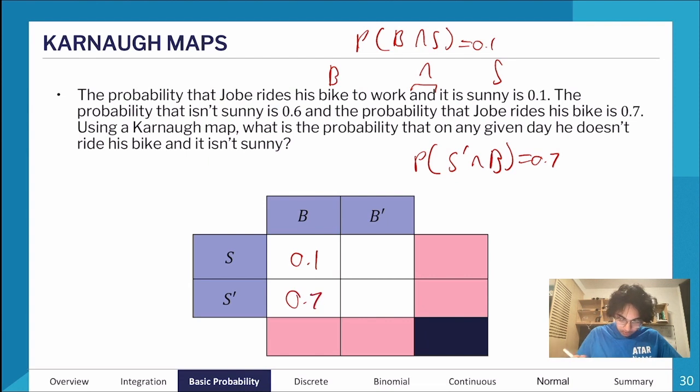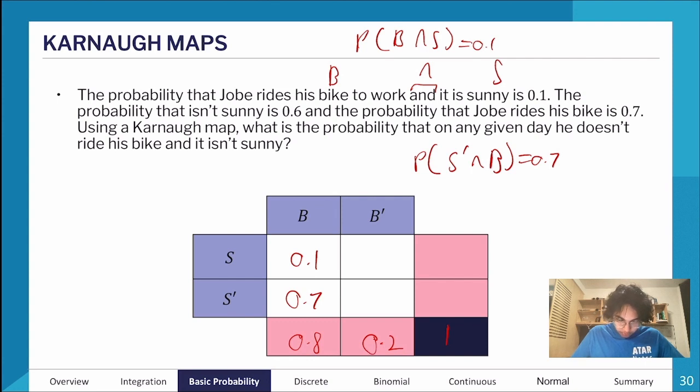So 0.7 here. Using a Karnaugh map, what is the probability that on any given day he doesn't ride his bike and it isn't sunny? Okay, so how can I do this? Well, here is 1. And so this is just 0.1 plus 0.7 is equal to 0.8, right? 1 minus 0.8 is equal to 0.2. Now let's see if the question has given us any additional information.